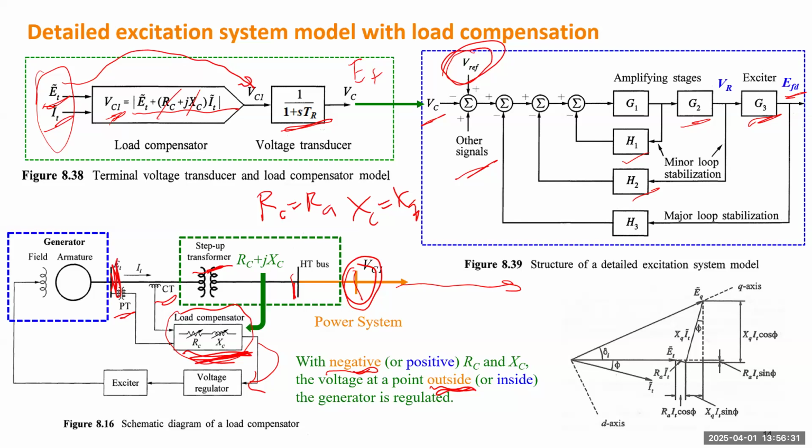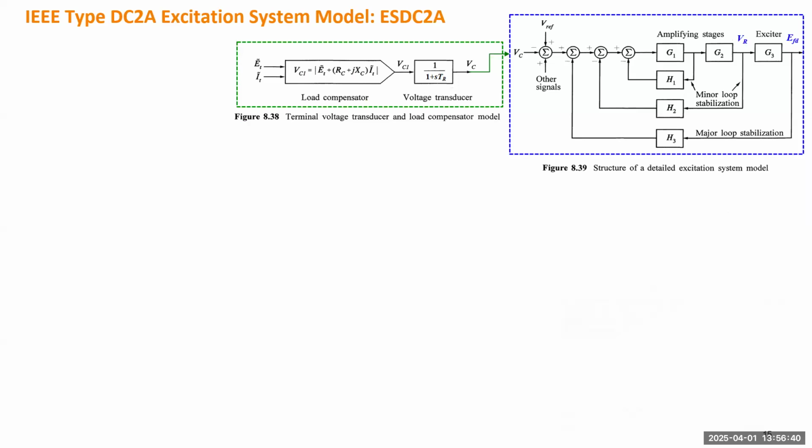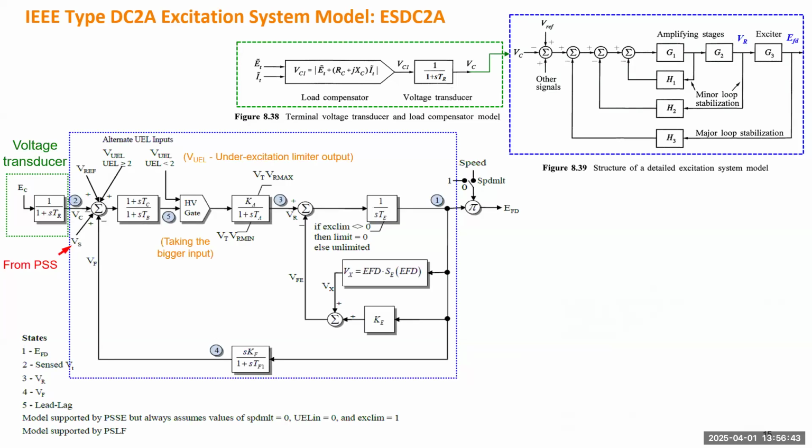So now we have the entire control block of the system. Okay, we draw them together. Here is one example, which is a type DC2A excitation system. This one is closest to what we have discussed. There are other types of excitation systems, some are different. Why is this one closer for a control system?